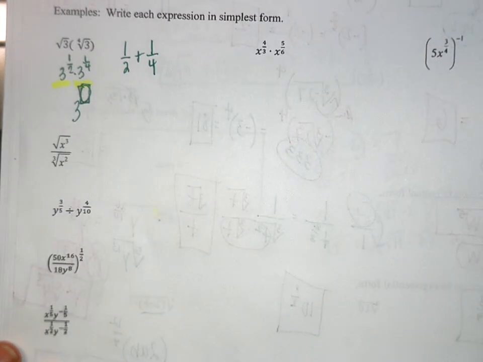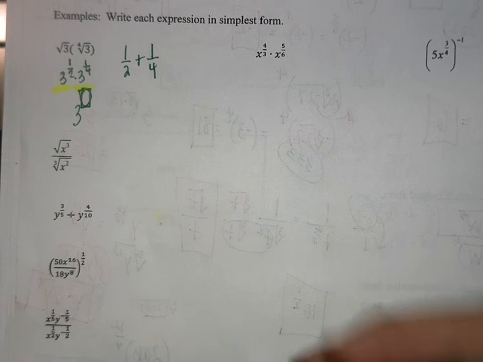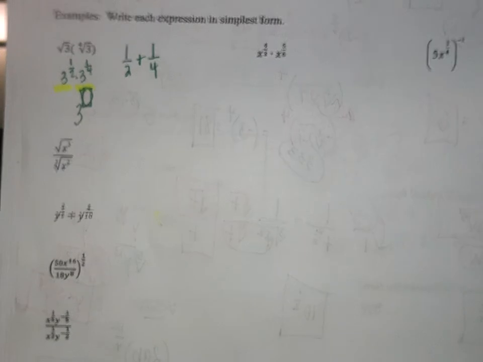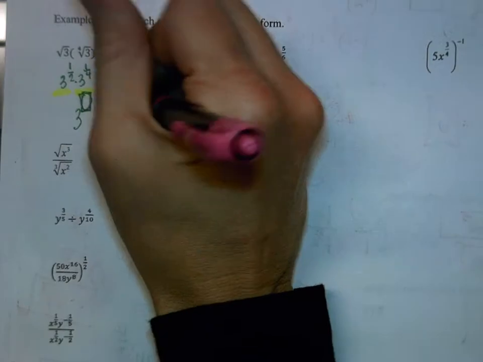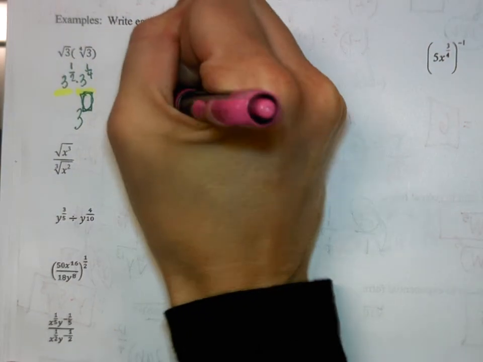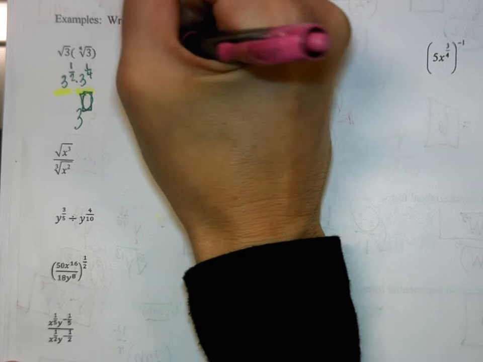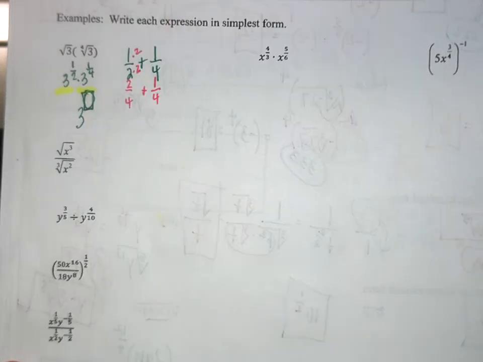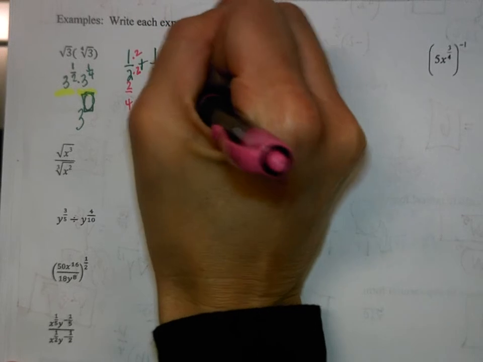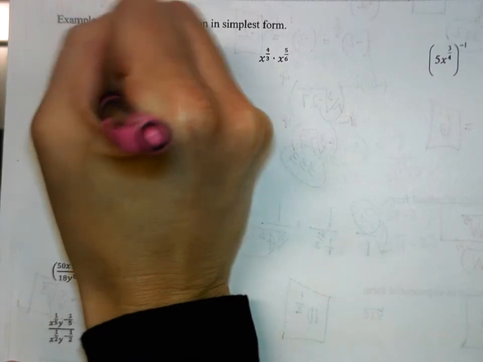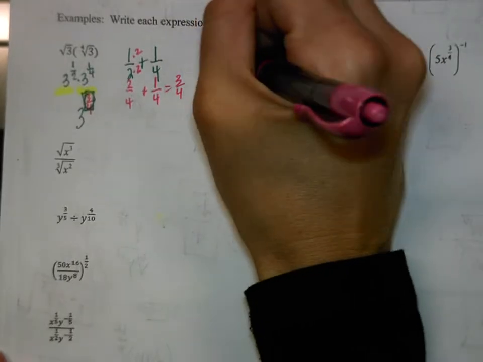In order to add those, they need what? What will be my denominator? 4. And so if I want each of these to be a denominator of 4, this one already is, so we keep the 1. 2 times 2 is 4, so 1 times 2 makes 2, and that adds to make what? 3/4. So the answer is 3 to the 3/4 power.